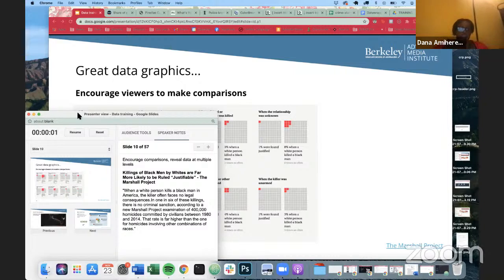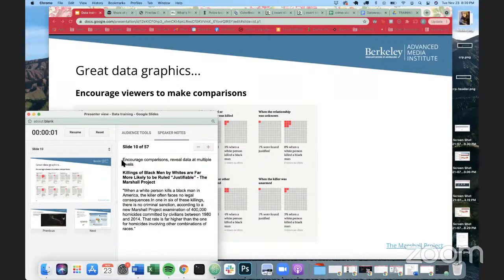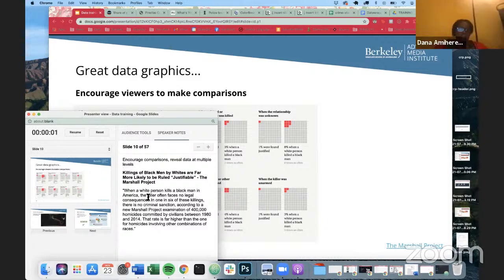I'll read it to you. It says, "When a white person kills a Black man in America, the killer often faces no legal consequences. In one of six of these killings, there is no criminal sanction." And that rate is far higher than the one for homicides involving other combinations of races.